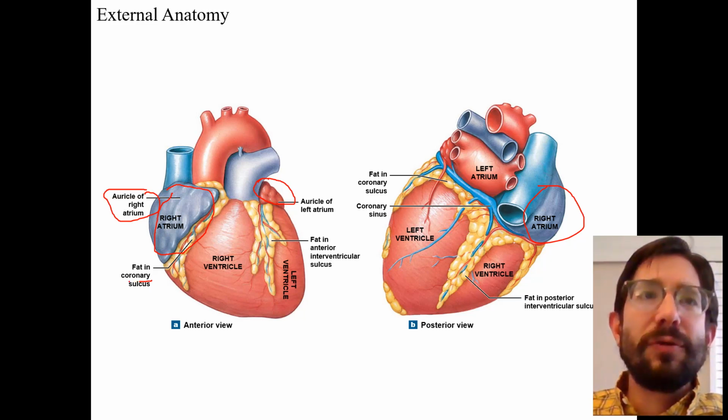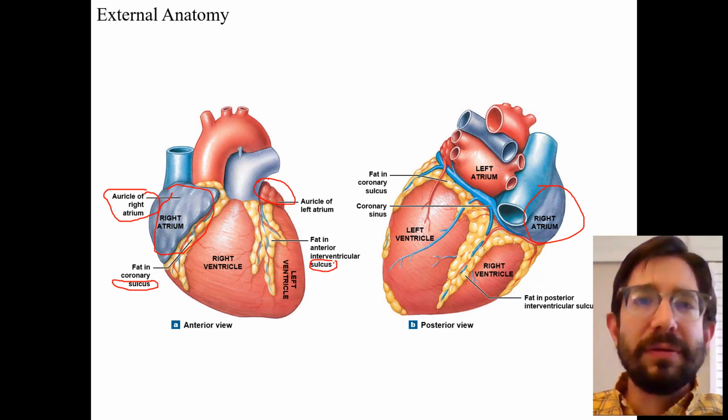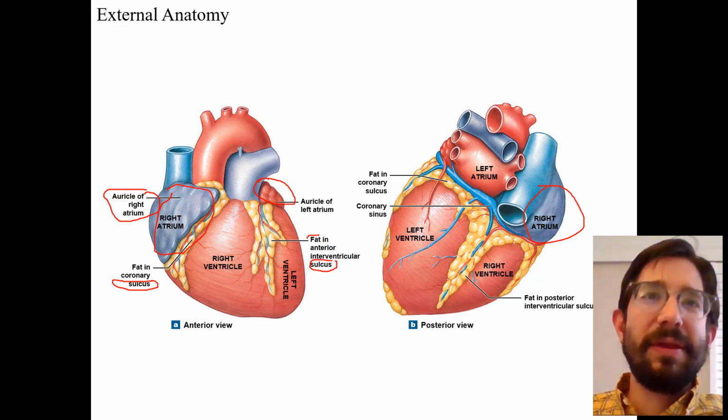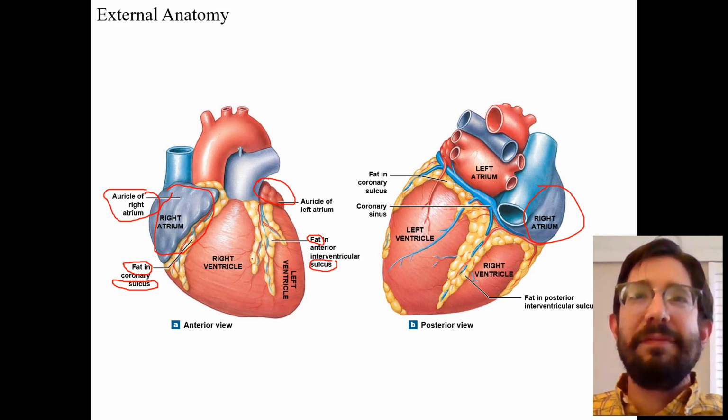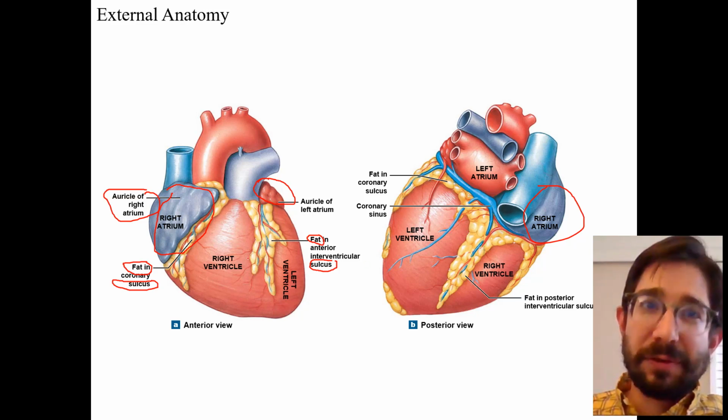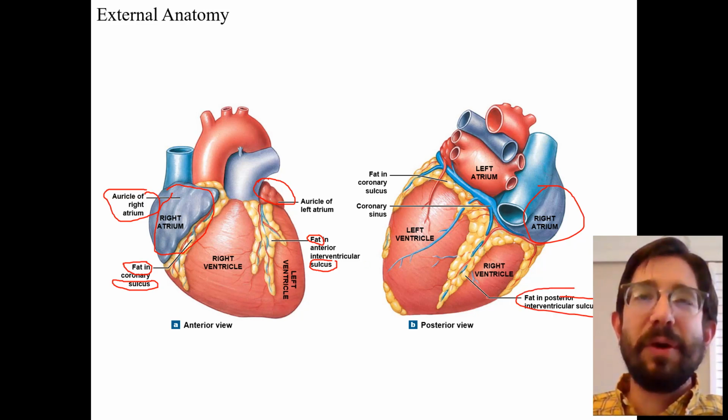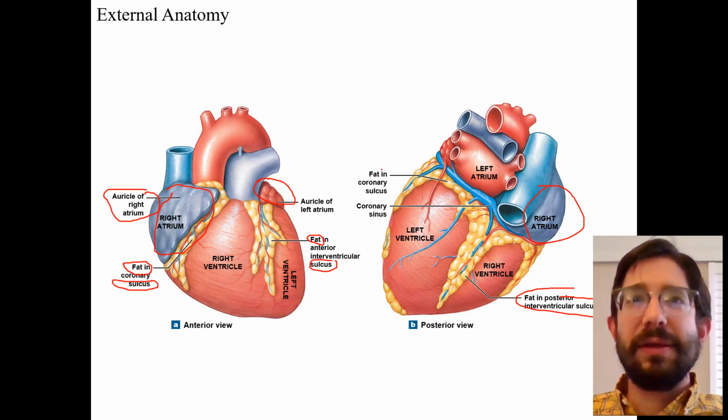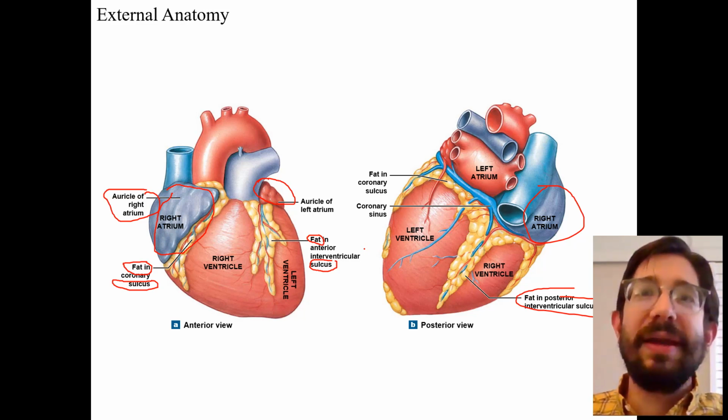You'll have sulci, kind of grooves in the heart, but typically you won't see them because, as shown in the image, they're filled with fat. So fat in the coronary sulcus, fat in the anterior interventricular sulcus, and fat in the posterior interventricular sulcus. The reason they're filled with fat is because you have some very important blood vessels protected inside that fat, and those are your coronary vessels.